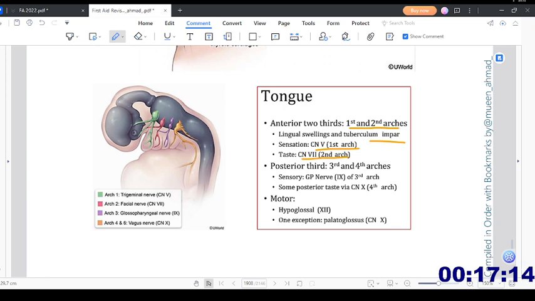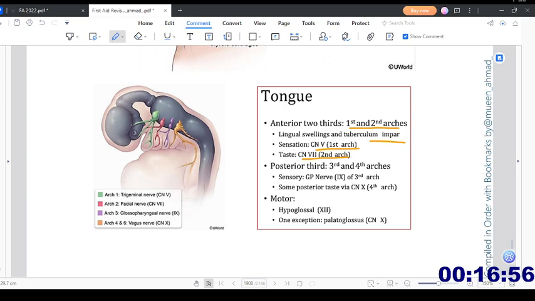Okay, so the anterior two-thirds of the tongue is coming from the first and second arches, and we know that cranial nerves 5 and 7 are the nerves of the first two arches. So sensation will be taken by cranial nerve 5 and taste will be taken by cranial nerve 7. The posterior third of the tongue, third and fourth arches, okay, so the third and fourth arches will form the posterior third of the tongue.